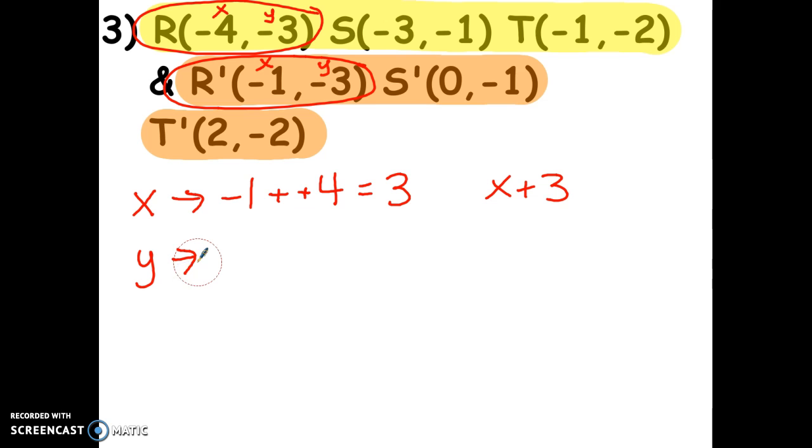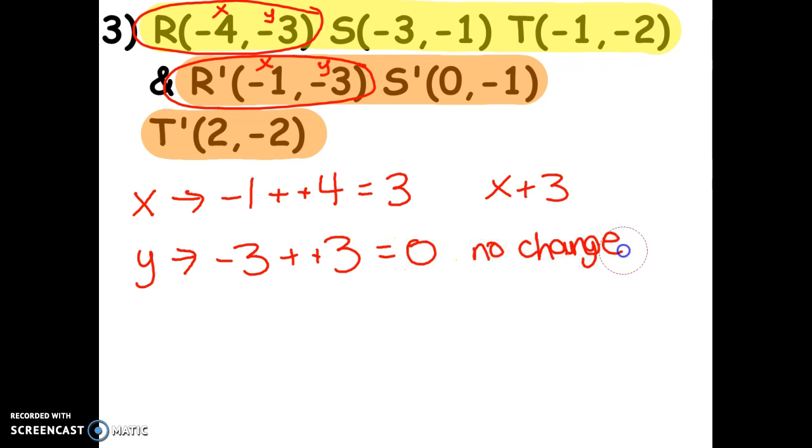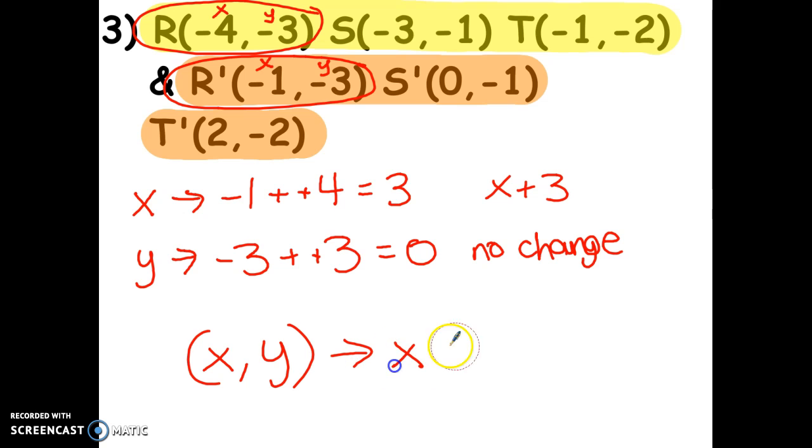Our Y values, we have -3 minus -3. 2 negatives make a positive. -3 plus 3 is 0. So we have no change for the Y values. So for our function, XY becomes X plus 3, Y.